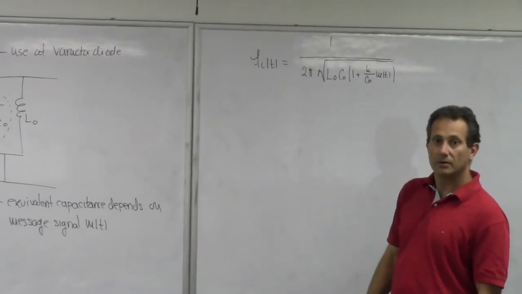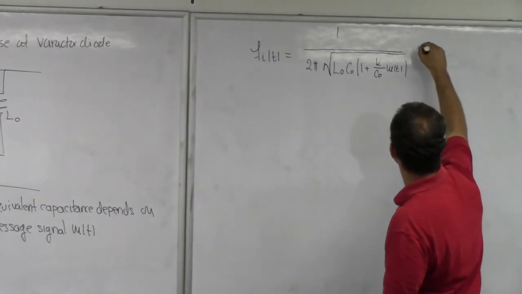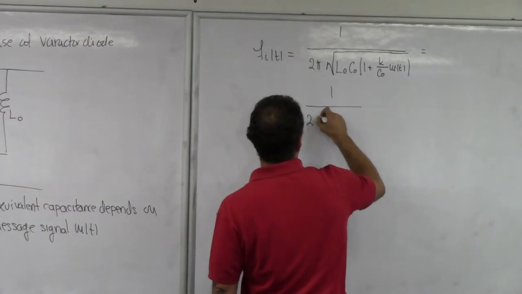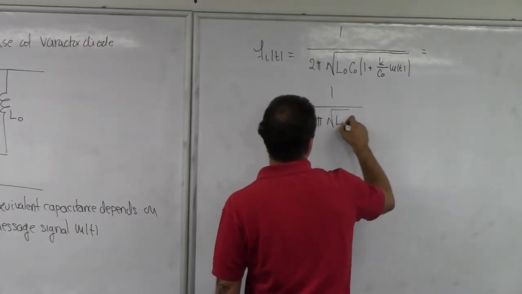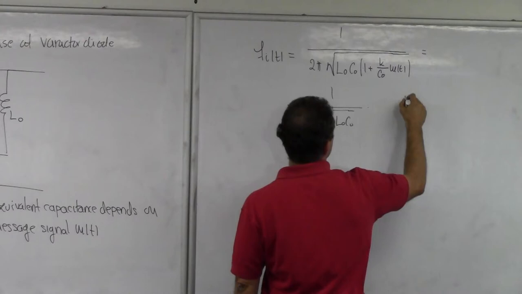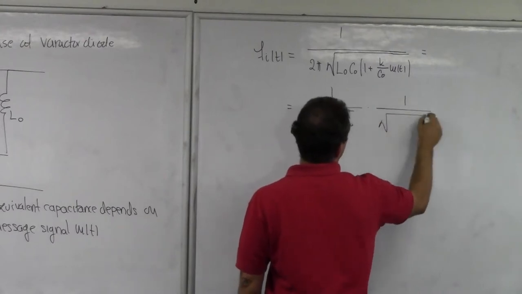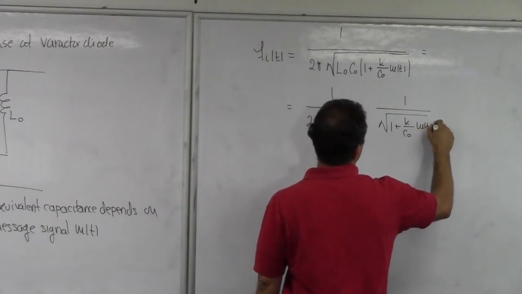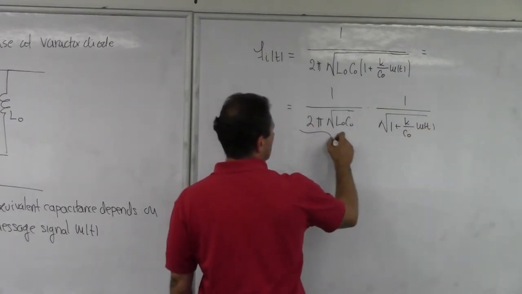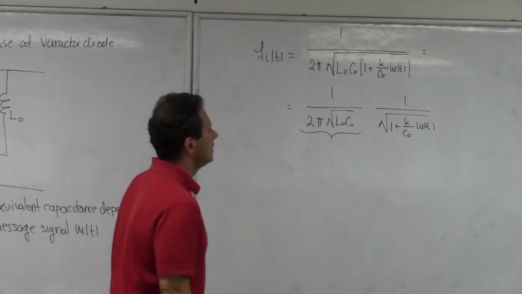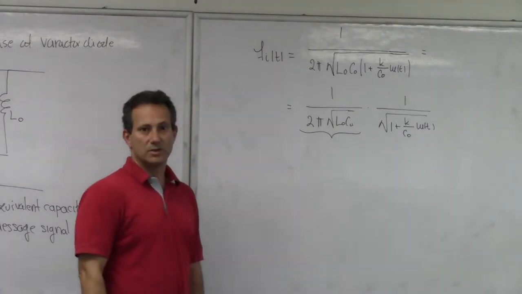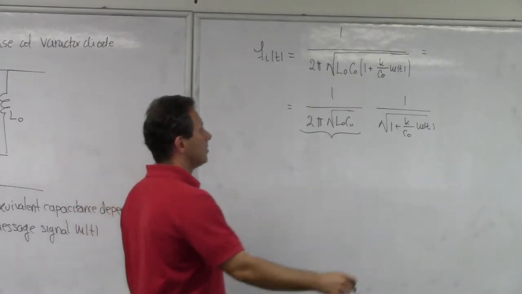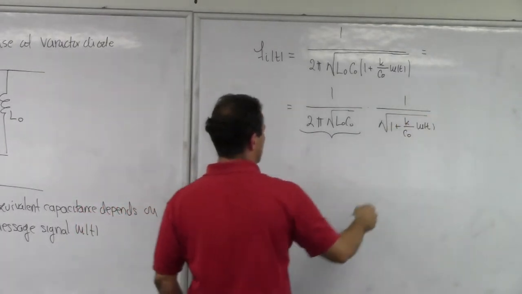So this can be written as 1 over 2 pi square root of L0 C0, times 1 over square root of 1 plus k over C0 m of t. Now this here is the frequency when m of t does not exist, right? So that's the resonant frequency of the carrier. And this part here modulates that resonant frequency.